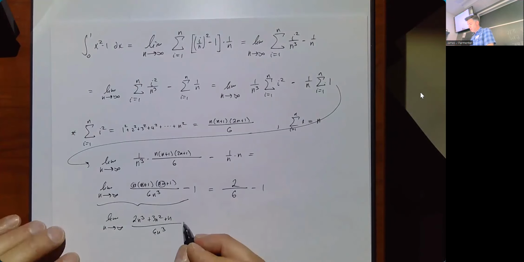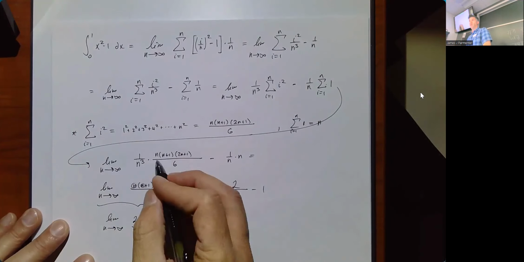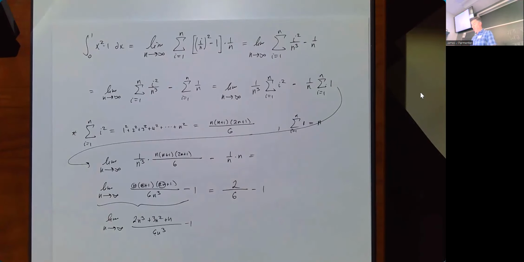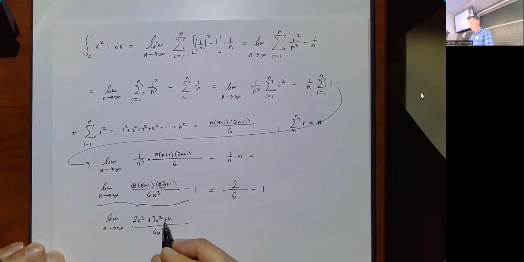I'm confused how you got the 6n to the third power in the denominator in the first place. Like from here to here? Yeah. All I did there was, when you have a fraction times another fraction, we multiply the tops and the bottoms. That's a 1 over n cubed times n times n plus 1 times 2n plus 1 over 6. Is that cool? Yeah. Cool.